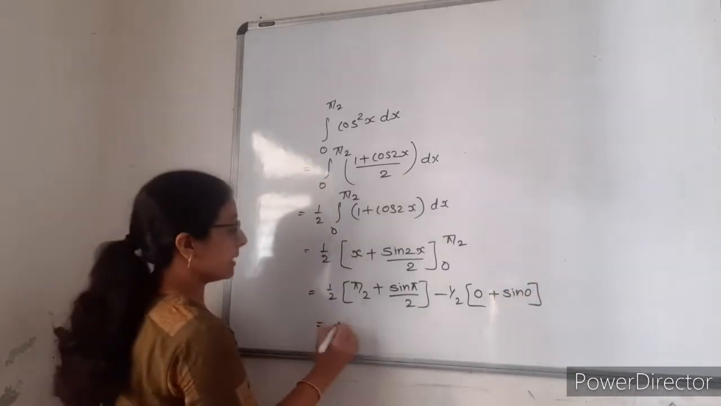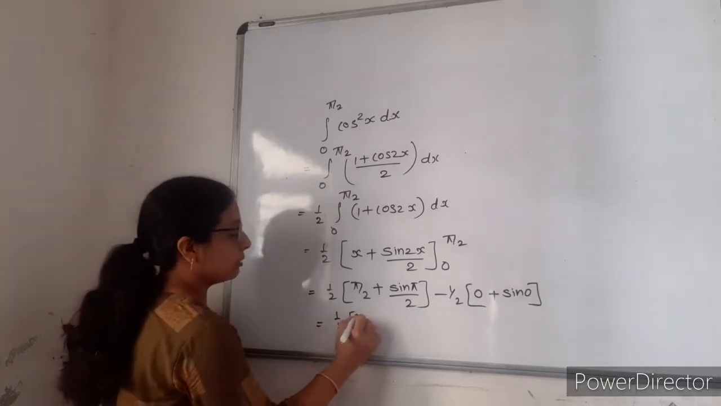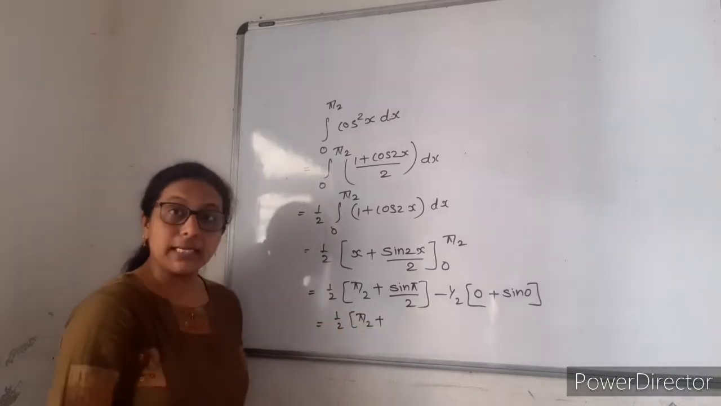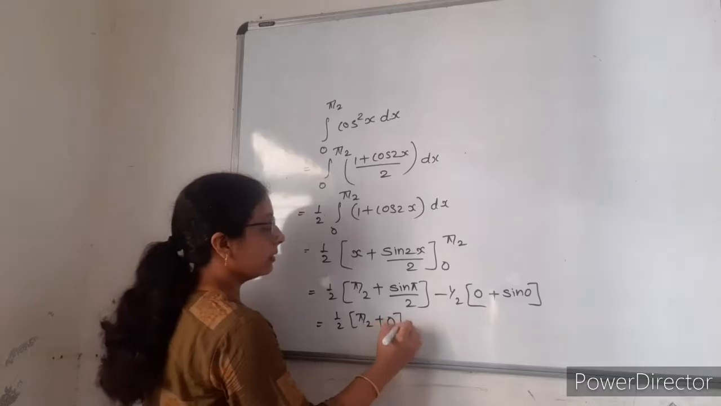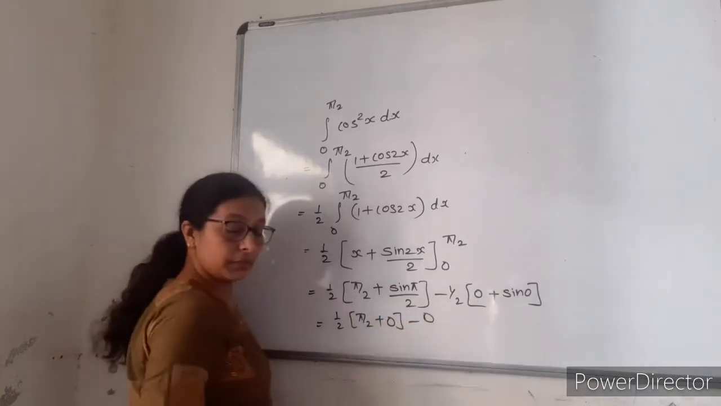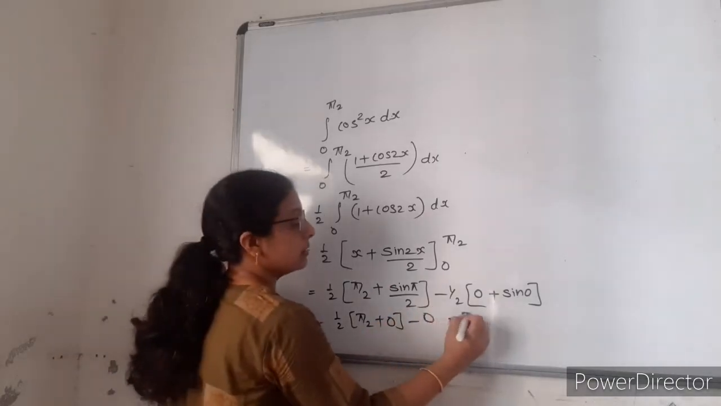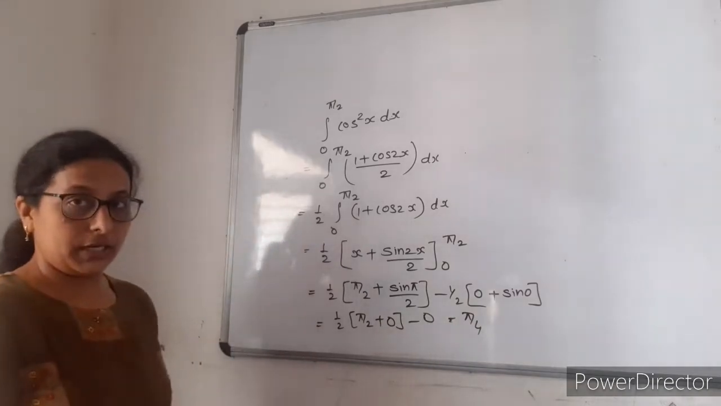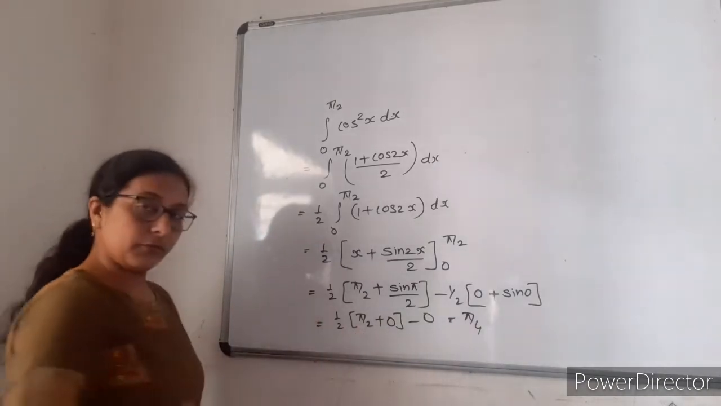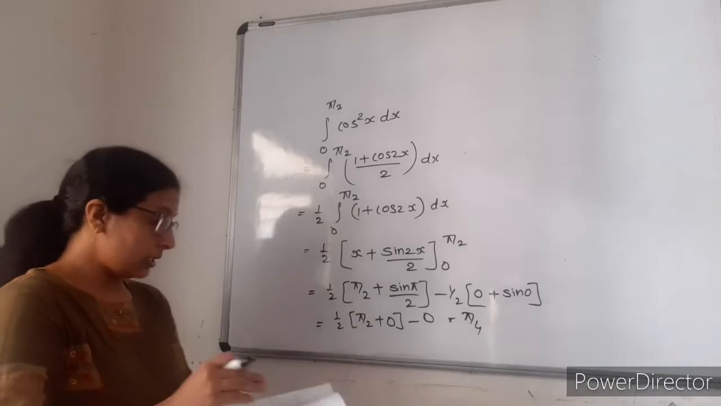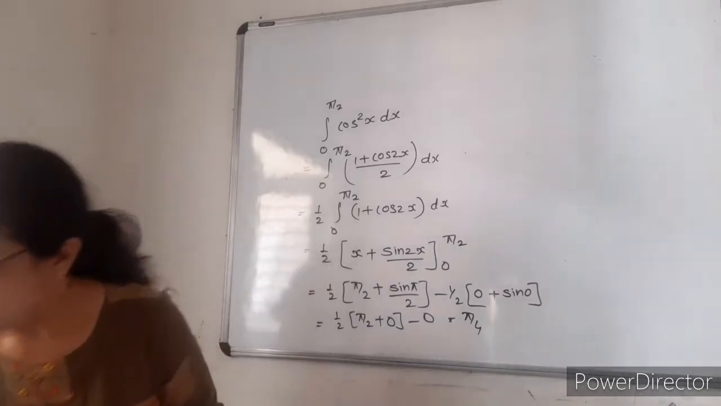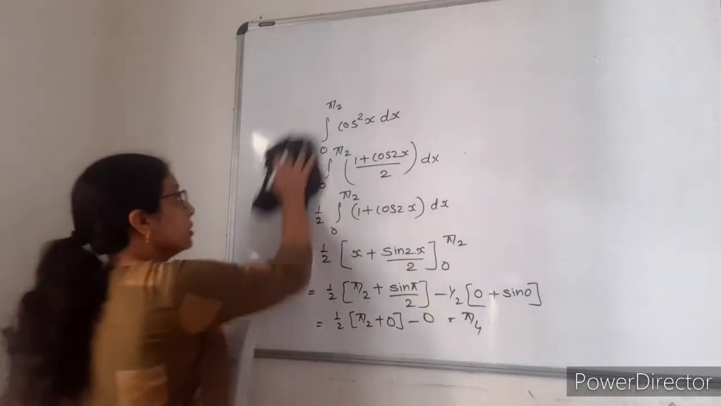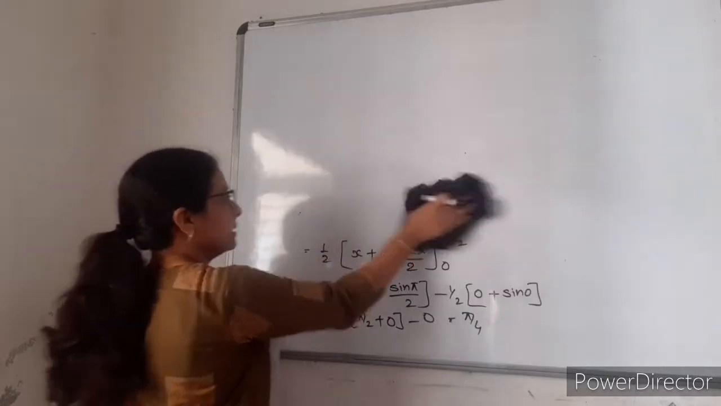So here we can say that 1 by 2 into pi by 2, sin pi is again 0, and this will be 0. So the answer is pi by 4. Right? Here it is pi by 4. This is question number 12. Now we'll go ahead with question number 13.